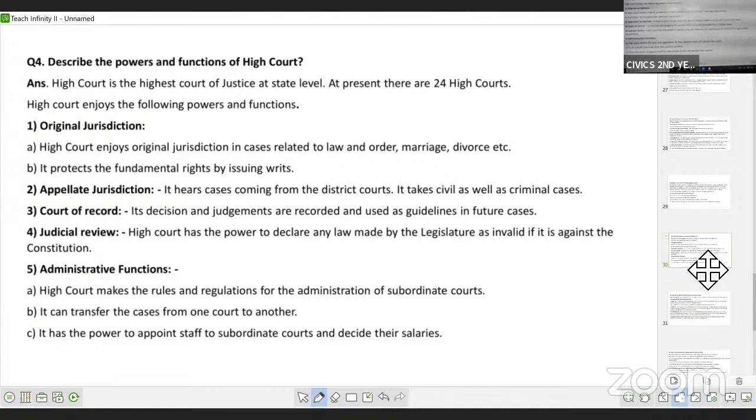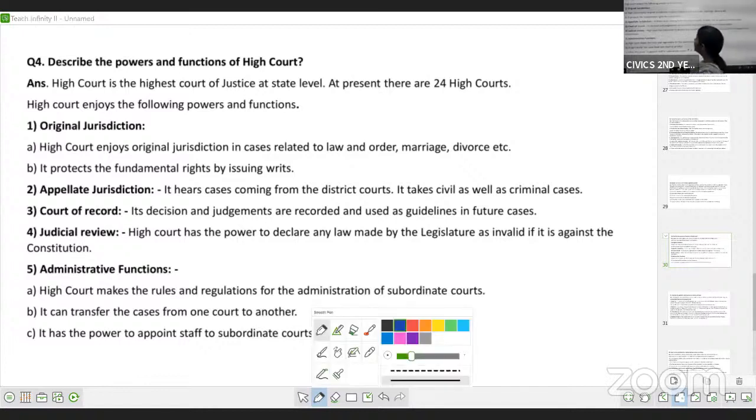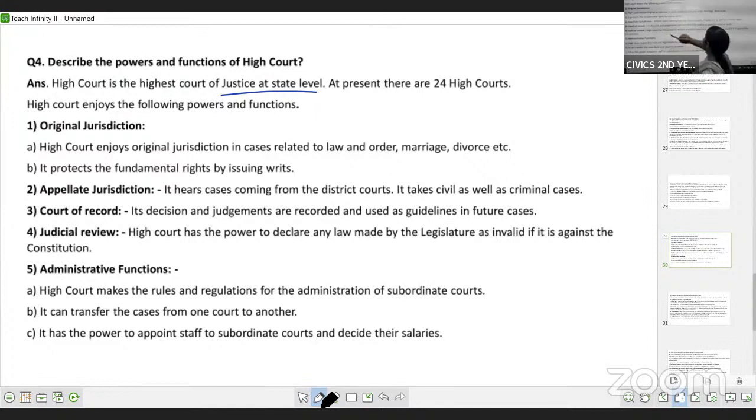Again, if you know High Court, you can easily write Supreme Court, or if you know Supreme Court, you can write High Court. Simple answers. Now, High Court is the highest court of justice at state level. At present, we have 24 High Courts. So, what are the powers and functions of High Court?